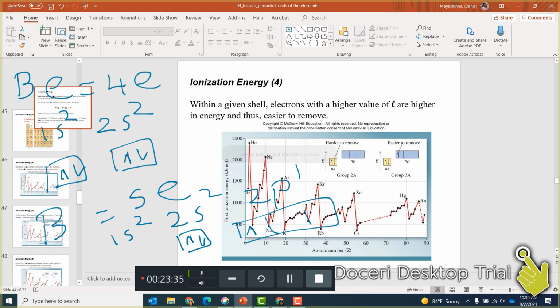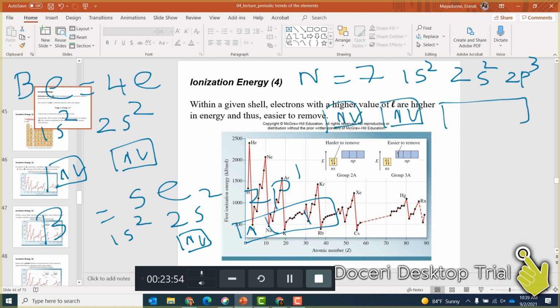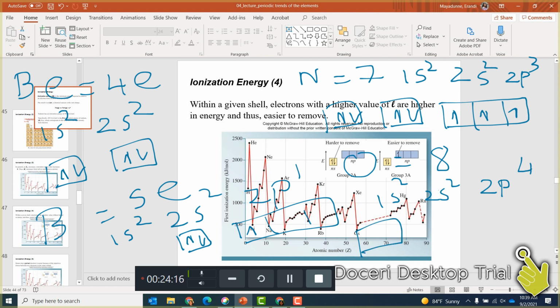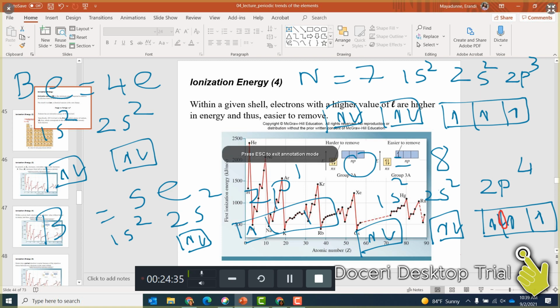Similarly, here, nitrogen and oxygen. Nitrogen has 7 electrons: 1s2, 2s2, 2p3. It's a little bit higher. 2p3, up, up, up, is at least half filled. But think about oxygen, which has 8: 1s2, 2s2, 2p4. Then you have one paired electron here. If you lose this electron, it gets at least half filled. So that's why it has a little lower ionization energy. That's how you can explain that glitch.